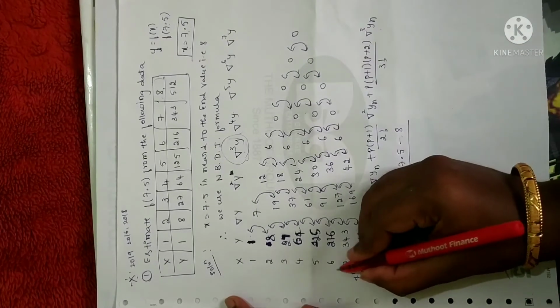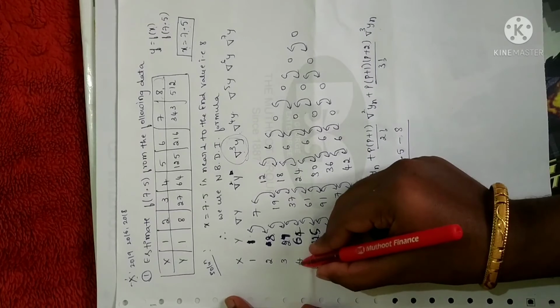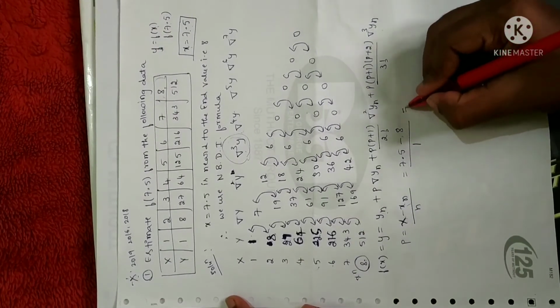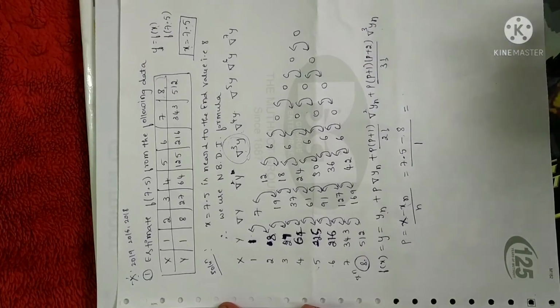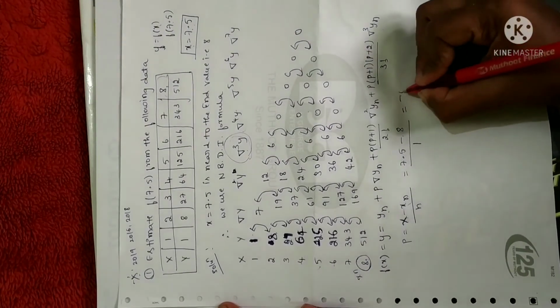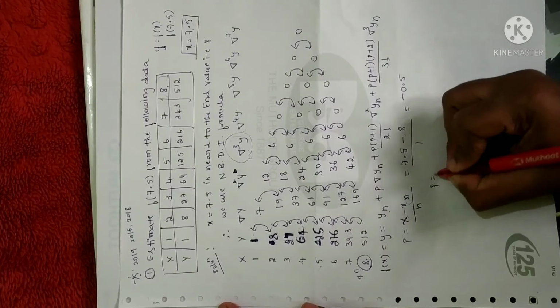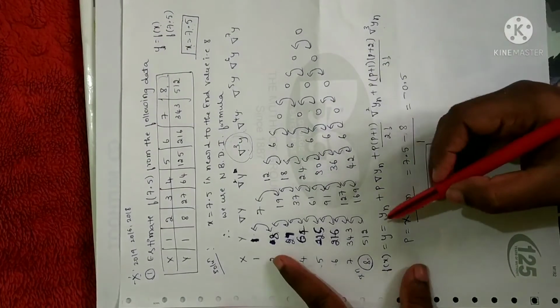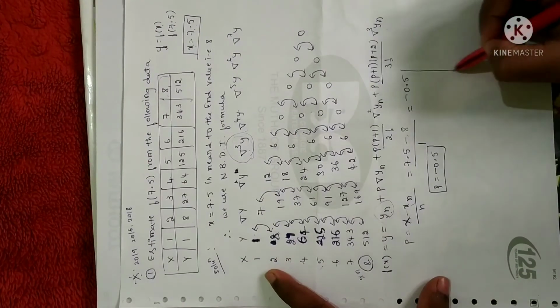Now the difference h is, as usual, 6 minus 5 is 1, 5 minus 4 is 1, 4 minus 3 is 1, so everywhere it is 1. h is equal to 1. Now if you substitute all these values and simplify, you will get p value as minus 0.5. So p value is minus 0.5. Now you need to find all the values. I'll just make a list here.